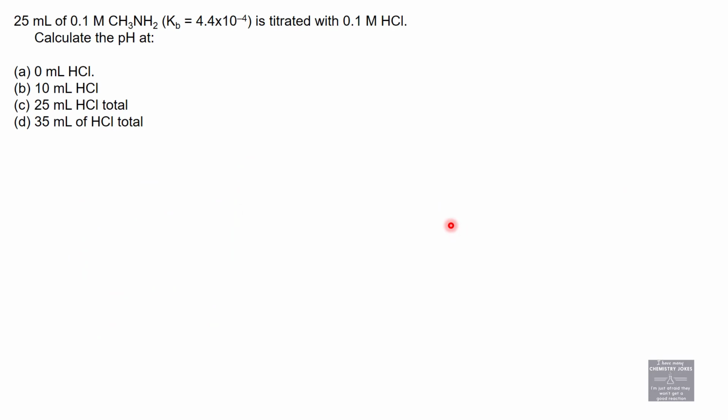All right, I promised math. Let's do math. We're going to do math along with pictures. Ooh, our favorite. 25 milliliters of this is titrated with that. Calculate the pH at these points.